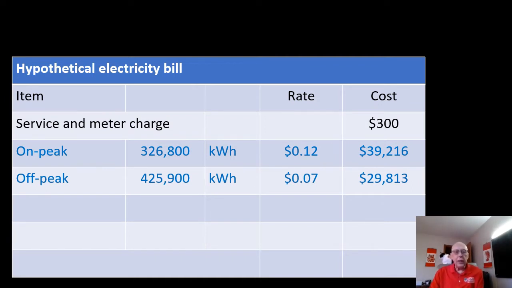So you can see here in this hypothetical example that the cost of electricity provided during peak hours is almost $40,000, while more electricity is used during off-peak hours, but because of the lower cost during that period, the total cost of the off-peak electricity that was used is just under $30,000. Typically, this part of the electricity bill is pretty clear and well understood.